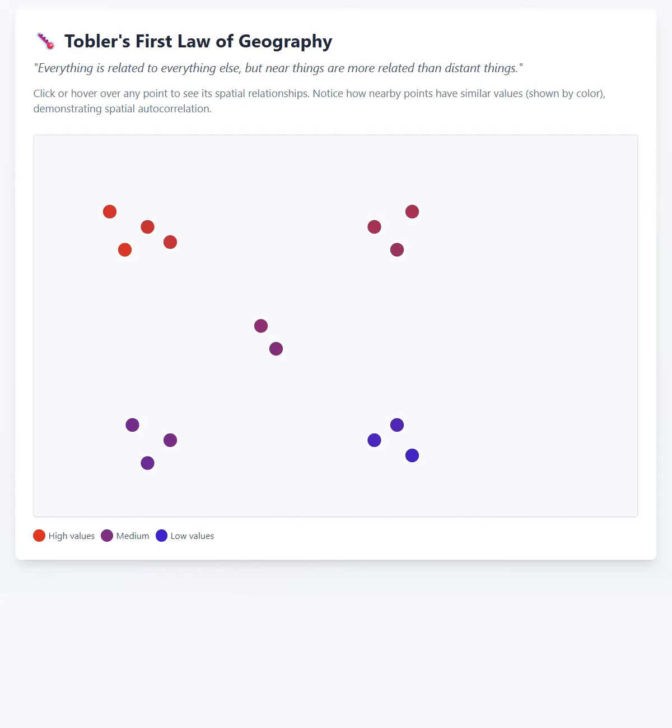And in social science, demographics, voting patterns, and economic indicators show spatial patterns. And understanding this law allows us to make predictions, fill in missing data, and design better sampling strategies.